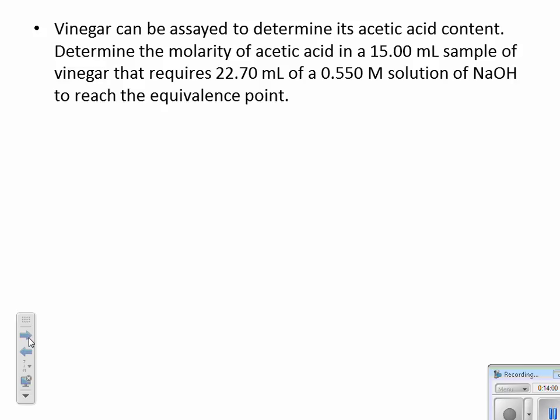22.7 milliliters of 0.55 molar sodium hydroxide is used. So, again, here's the concentration. We know the concentration of the sodium hydroxide, so this is our titrant. The acetic acid is our analyte. And we're going to write a balanced equation.